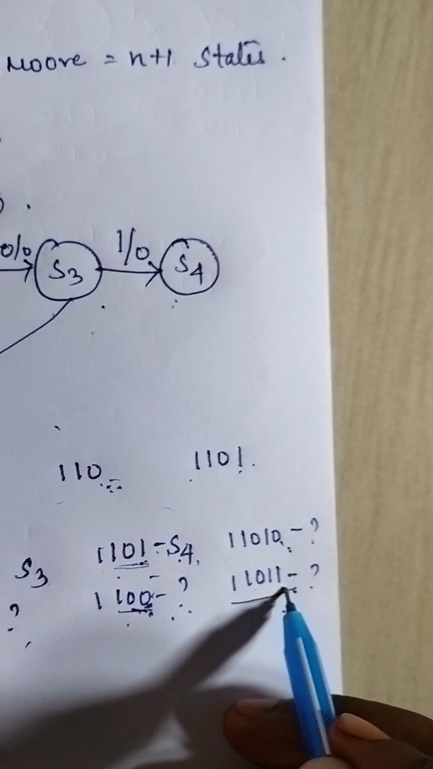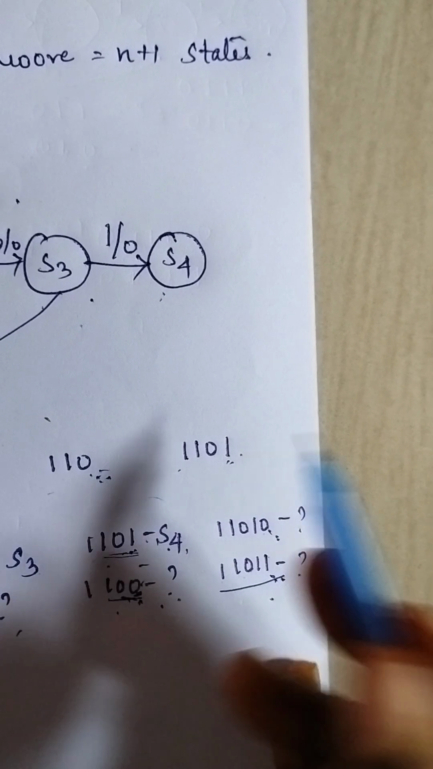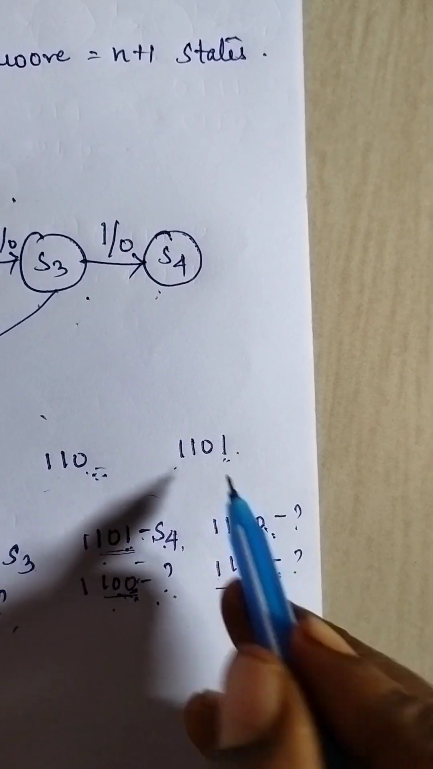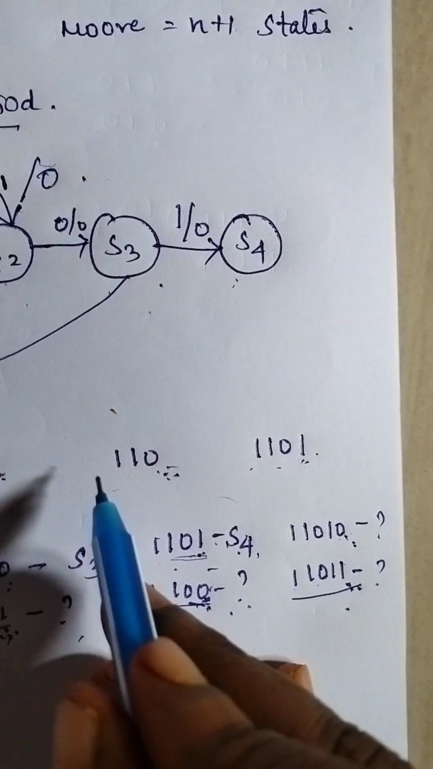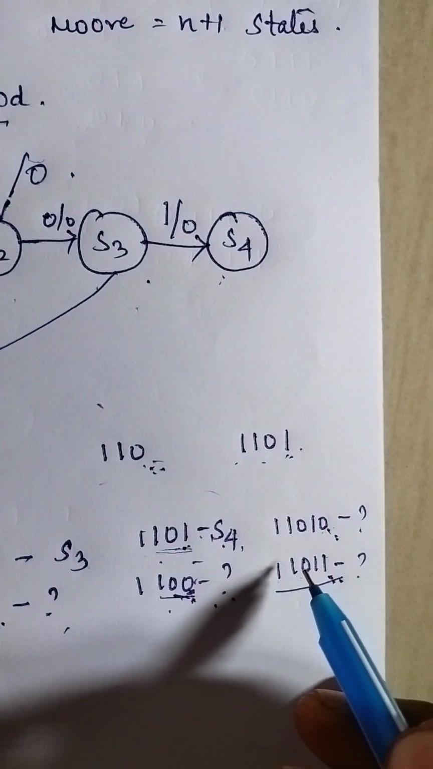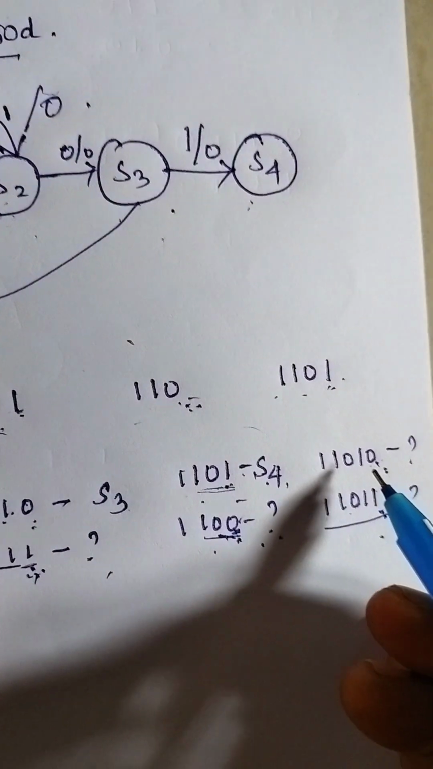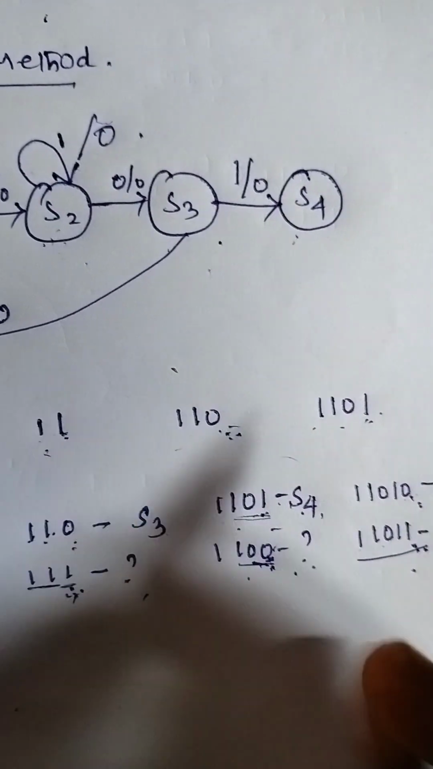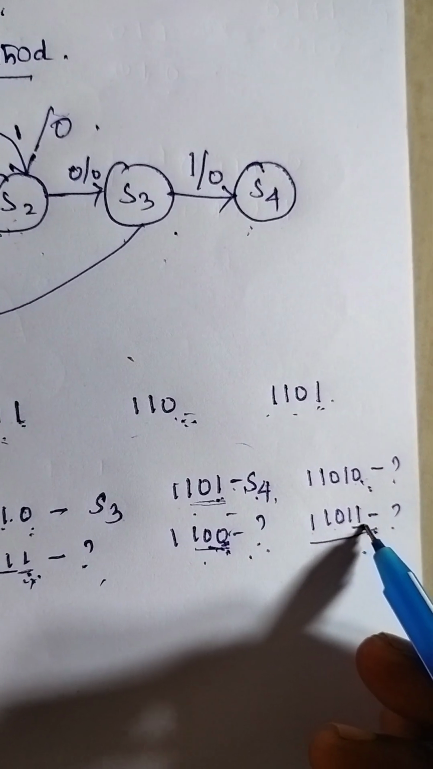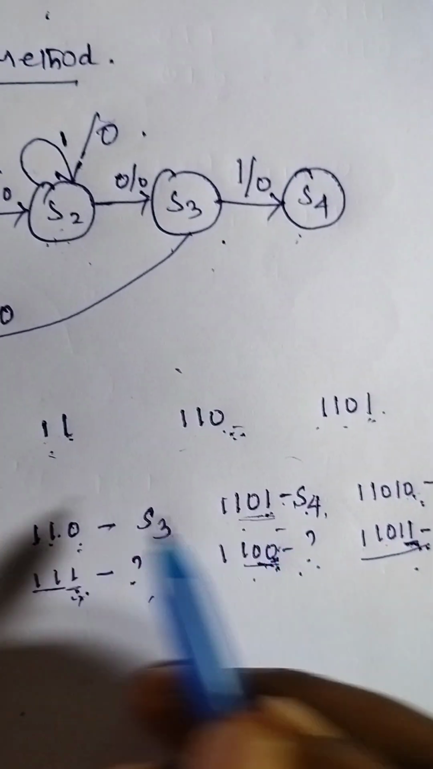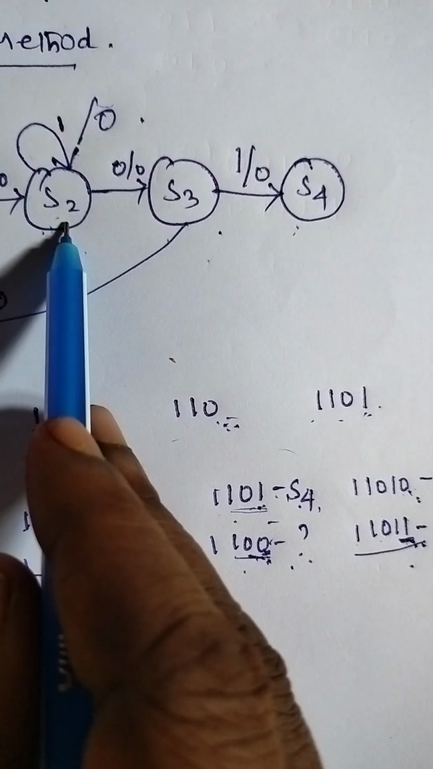You're going to check where it is going to move. Just take the last 4 bits and compare with this. It is not matching. Again, this is also not matching. Take the last 3 bits, 010 and 110, it is not matching. Again 011, it is not matching. Take the last 2 bits. Here is 10, here is 11, it is not matching. And take this one, this is 11. Here the last 2 bits are 11. Here also 11. This 11 is equivalent to S2.